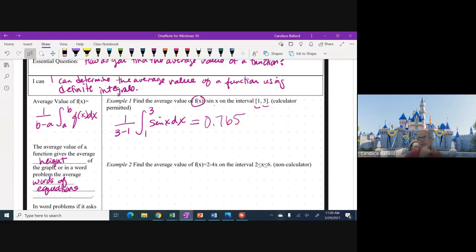And I'm also looking at my notes. Other ways that this could be stated is they could give us an interval like this. They could also say x equals 1 to x equals 3, something like that. So there's a lot of different ways that you can say it.